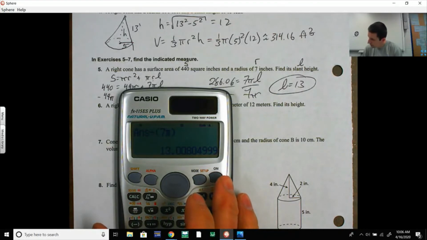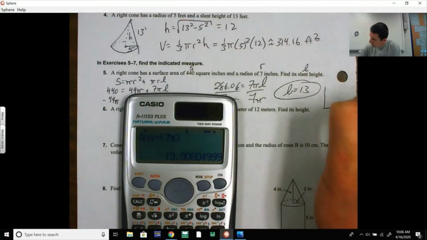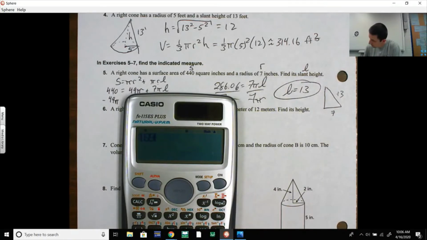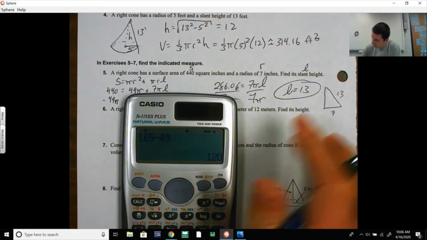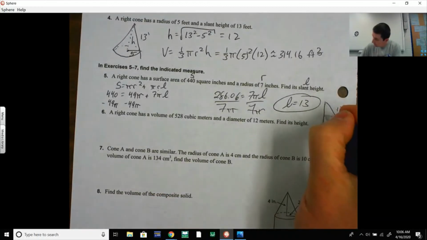7, 10, 13 is a Pythagorean triple. If our radius is 7, our slant height is 13. No, it's not 169 minus. No, it's not. Never mind. Scratch that. That'd be the square root of 120 for your height.